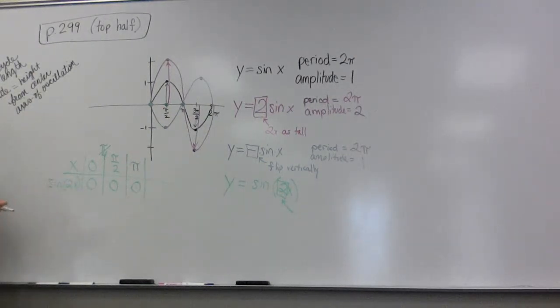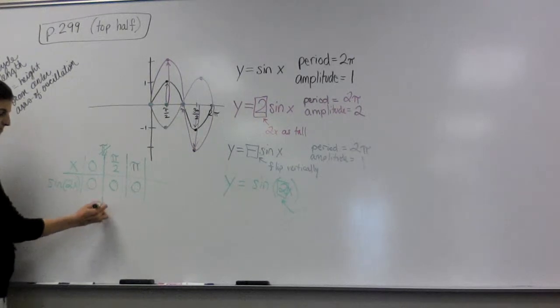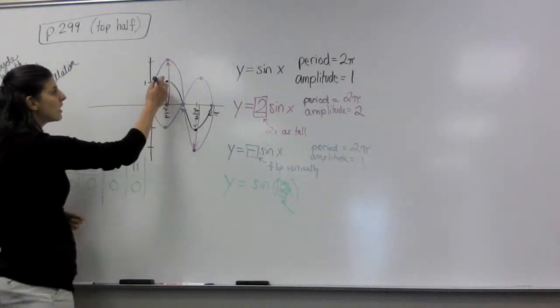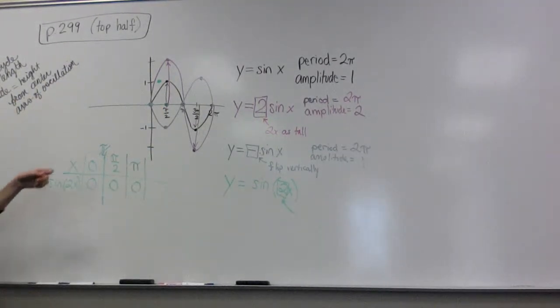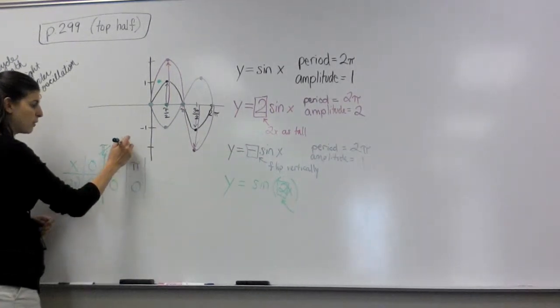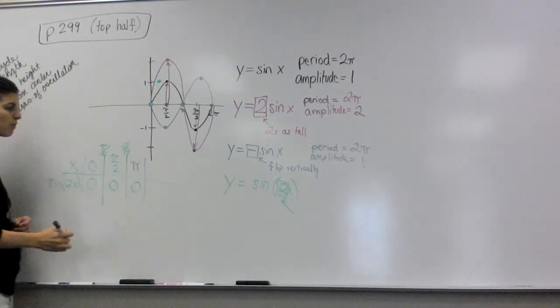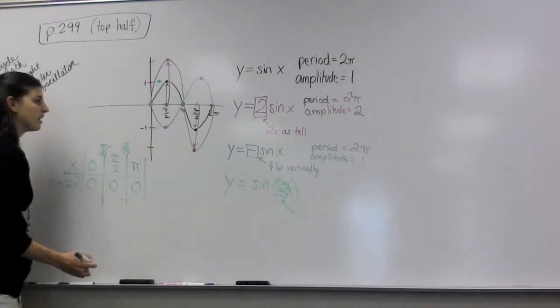Let's see, 2 times pi over 4 is pi over 2. Sine of pi over 2 is? 1. So at pi over 4, I should be at a height of 1. And maybe I need to pick 3 pi over 4 to find out what's going on here. 2 times 3/4 pi is going to be 3/2 pi. Sine of 3/2 pi is what? -1. So it made it shorter.